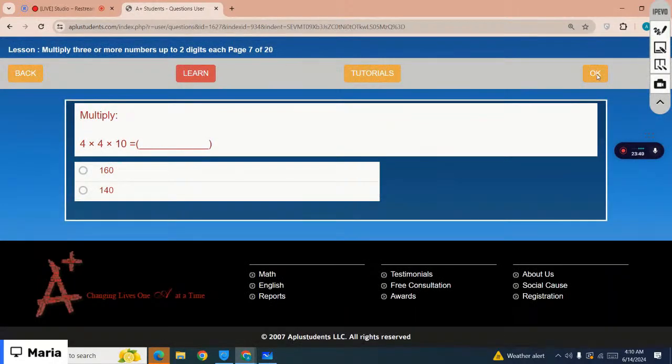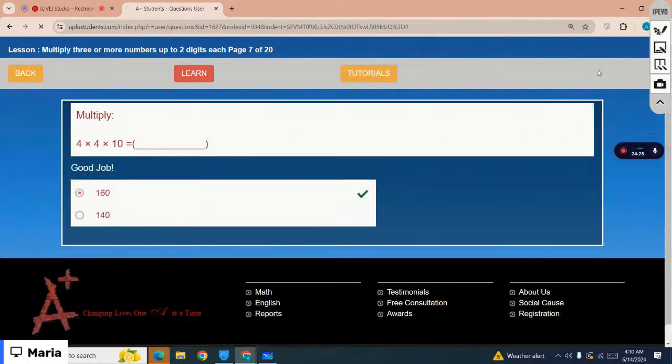4 times 4 times 10, which is the correct option? Multiply 4 times 4 first. The correct option is 4 times 4 is 16 and 16 times 10 is 160. Option number 1 is the correct option. Very good.